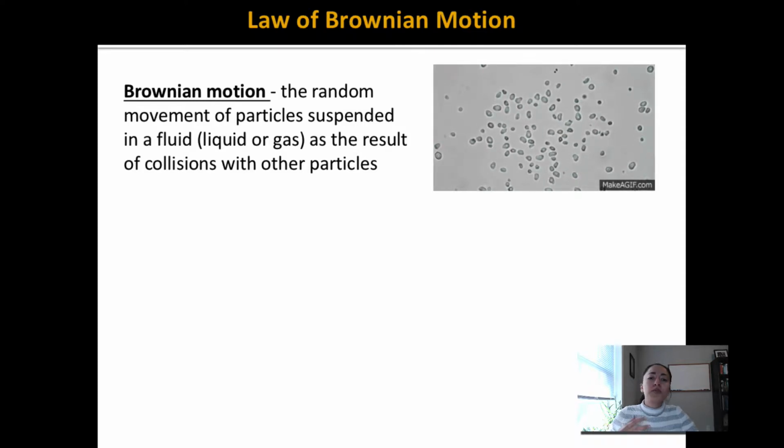Another concept that you need to understand is the law of Brownian motion. It states that the random movement of particles suspended in a fluid, such as a liquid or a gas, is the result of collisions with other particles. Brownian motion was first observed when a scientist was looking at pollen grains, as you can see here on the right in a slide. It almost looked like the pollen grains were swimming around or moving, so he thought they were alive.